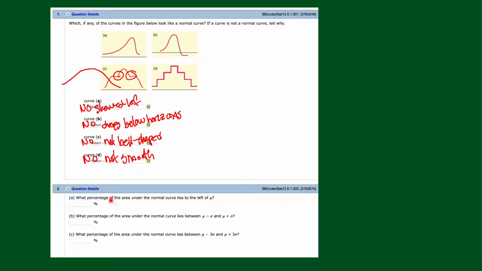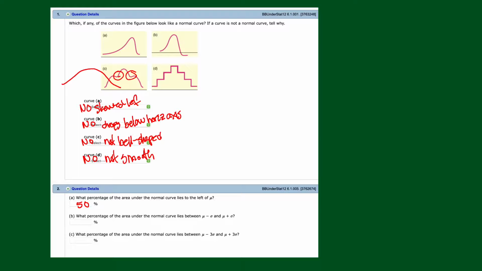Problem 2 says, what percentage of the area under the normal curve lies to the left of the mean? Well, it's symmetric, so you've got 50% to the left, 50% to the right. So what percent? I'm going to say it's 50%. Now, part B. What percentage of the area under the normal curve lies between mu minus sigma and mu plus sigma? We're going to need to know the empirical rule here.